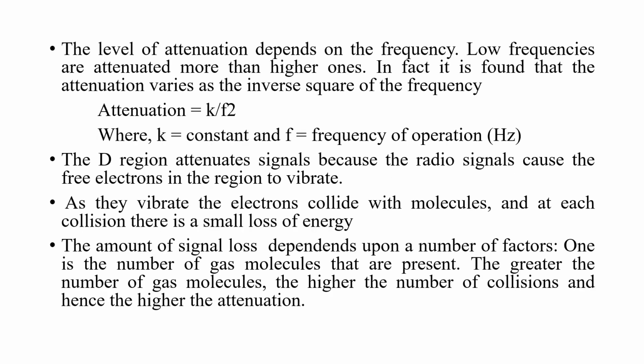The level of attenuation depends upon the frequency. The low frequencies are attenuated more than the higher ones. Therefore the attenuation is proportional to k over the square of the frequency, where k is a constant and frequency is in hertz. The D region attenuates signals because radio signals cause free electrons in the region to vibrate. As they vibrate, the electrons collide with the molecules, and at each collision there is a small loss of energy.